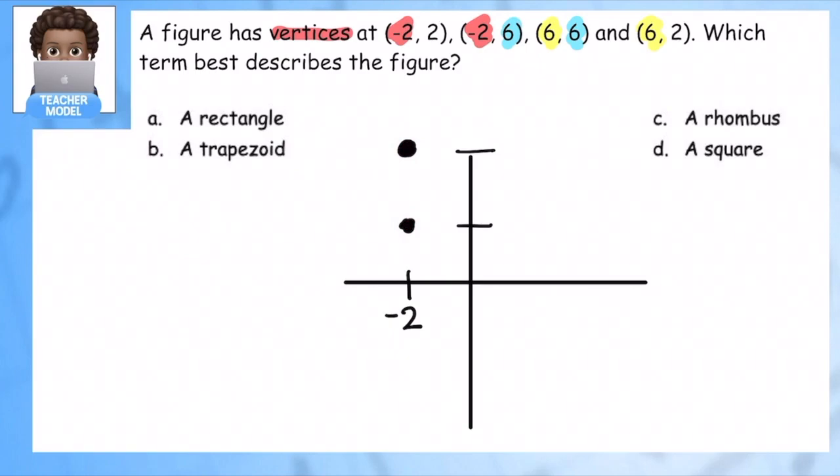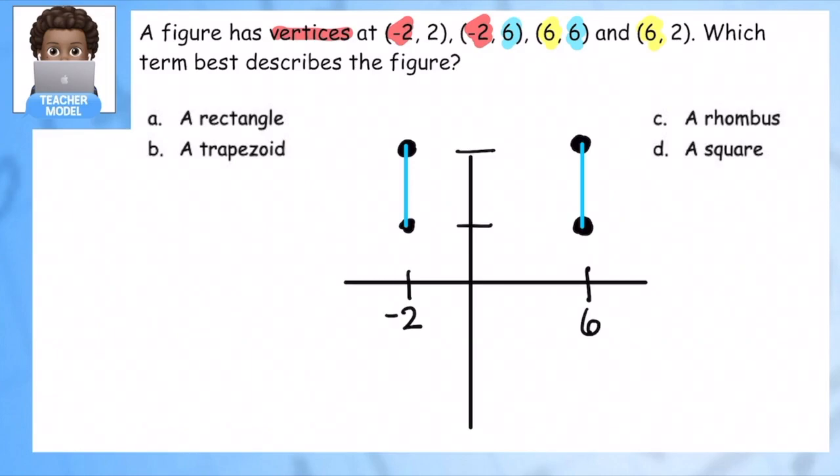Now, let's look at the next ones. The next points are at 6. So I'm going to make a line here for 6. The third one is at (6, 6). And the fourth one is at (6, 2). So just looking at those points, when I have 2 points on the same x, they make a straight line going down, a nice vertical line. So we have 2 vertical lines.